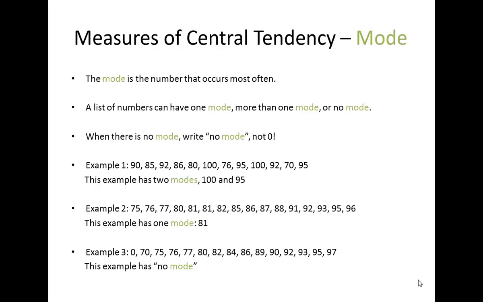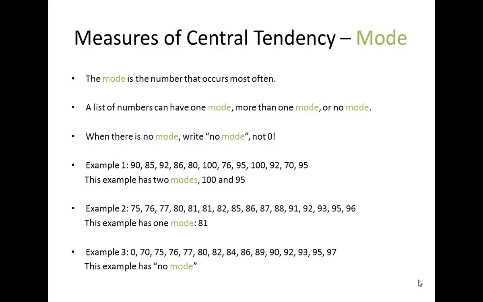Now let's look at mode. The mode is the number that occurs most often. A list of numbers can have one mode, more than one mode, or no mode. When there is no mode, write no mode, not 0.